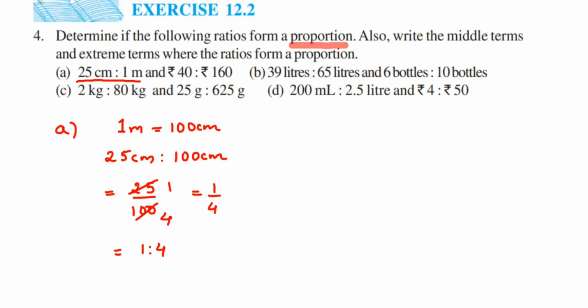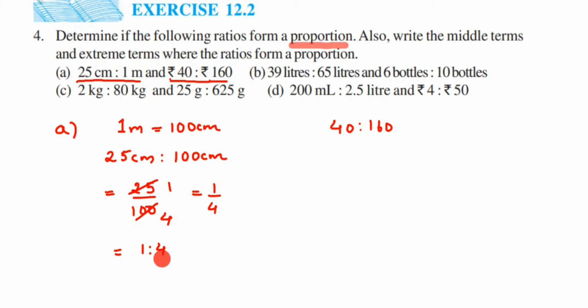Now let us solve the second part here. You can see both are in rupees, so we don't have to do any conversion. We can directly solve the ratio here. So we have here 40:160. Right? I'm not writing the units here. In ratios we don't write units. So you can see 1:4 I have written. I'm not writing down the units here.